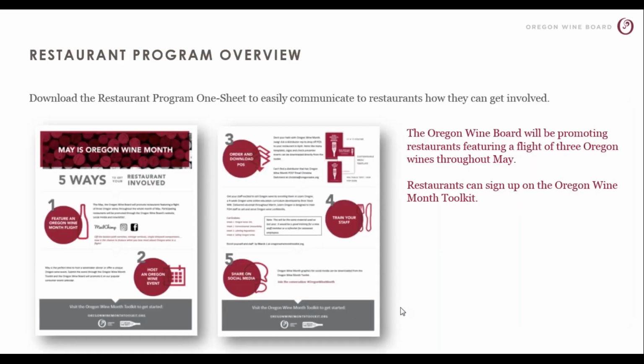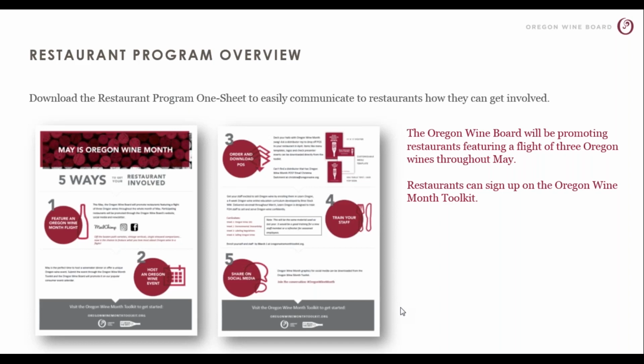We are offering a restaurant program as we have in the past. I created this handy 5 ways to get your restaurant involved in Oregon Wine Month sell sheet. So that is available on the Oregon Wine Month Toolkit. It's a PDF that you can download and print to share with your accounts, whether you're a winery or distributor.